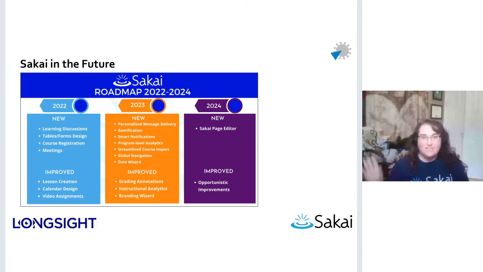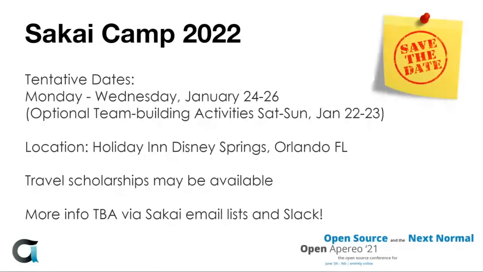There you are. Okay, so I just have the one slide. This is more of a public service announcement than an actual lightning talk. But I did want to give everybody a heads up that we are planning for Sakai Camp 2022. Given that travel restrictions continue the trend of opening back up and people are able to get out and about a little more, we're planning for January 24th through 26th. That's at the end of January next year.